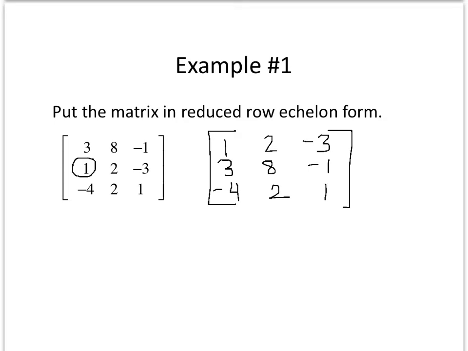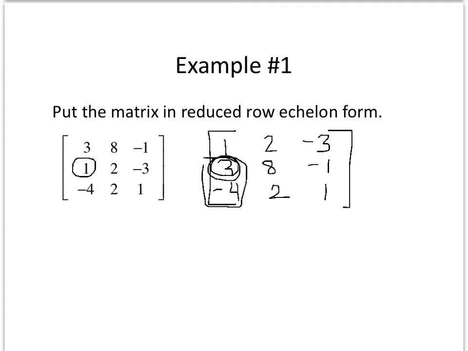Now what I need to do, in order for this to be a true pivot, is make sure that all of the numbers below it are 0. So I need to get both of these to be 0. So now I'm going to use the fact that I can multiply a row by any number and add it to another row to get a 0. So in order to get rid of this 3 first, I'm going to take my first row and multiply it by -3. Then add it to the second row.